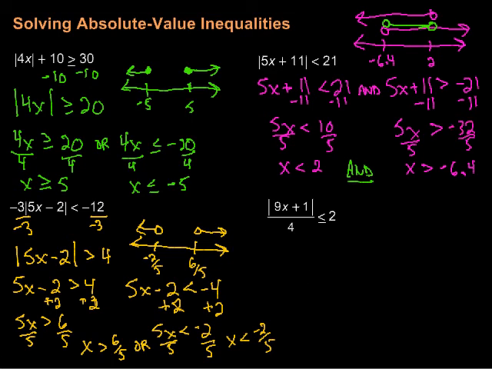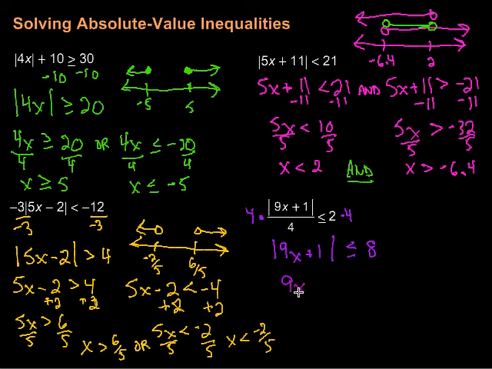Alright, then let's take a look at this last one. In this one, we're dividing the absolute value stuff by 4, so to get rid of that, again, I want to do the opposite. So I'm going to multiply by 4 on both sides. That's going to give me the absolute value of 9x plus 1 is less than or equal to 2 times 4, which is 8. Then I write my two inequalities.